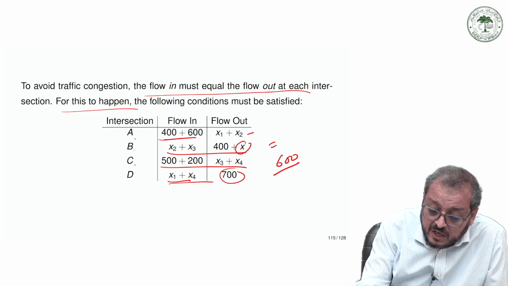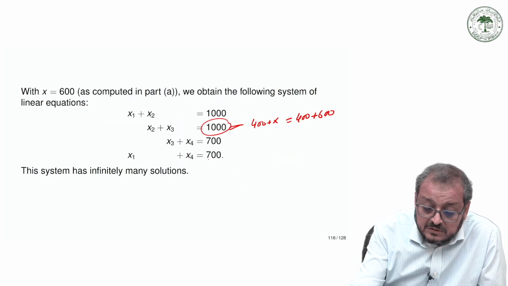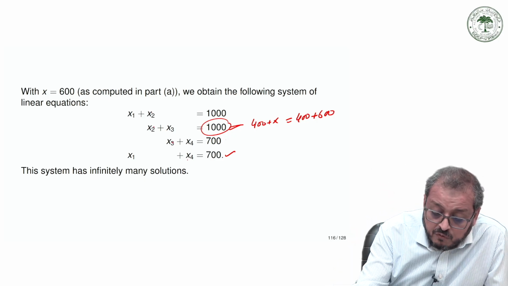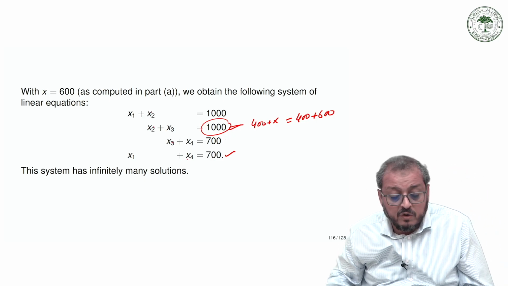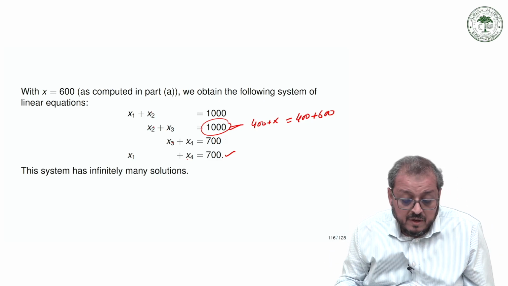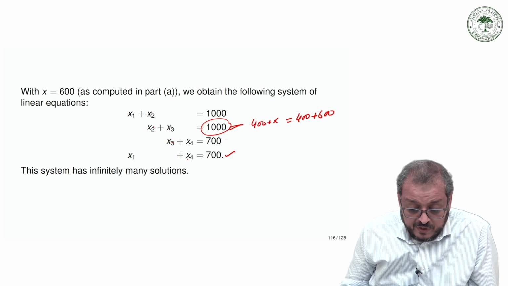Now next is x3 plus x4 is equal to 700, and then we have x1 plus x4 is equal to 700. Now we have a four-equation system, and maybe a solution exists, and then we try to find the solution of this.